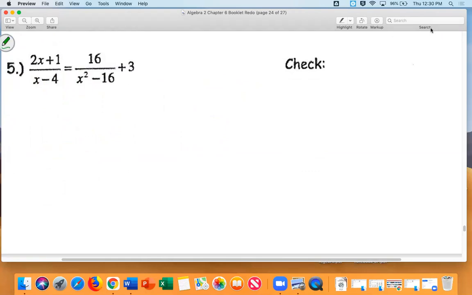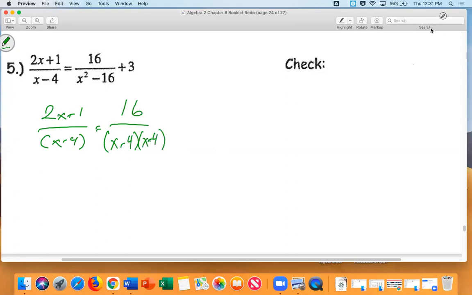So Justin, where do I want to start here? Yeah, I want to factor. What do I want to factor though, Hannah? What is it factored to? Yeah, what is this factored to? X squared minus 16. So think about it. What are the factors of negative 16 that will give me zero? Four and negative four. Thank you, Granlin. What's going on? Okay.